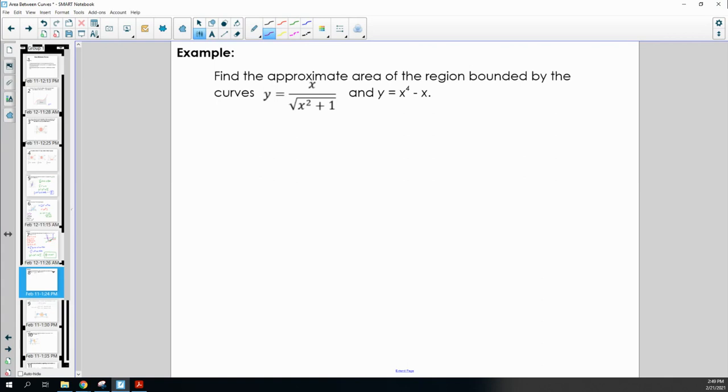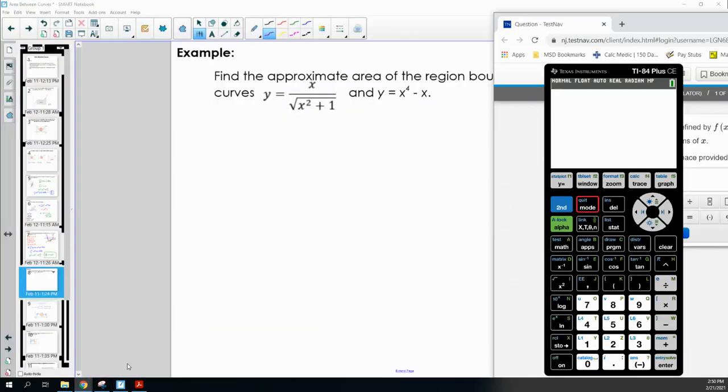Okay, so it's kind of hard to graph it. The other one that we just did was a little bit easier. We know what those shapes look like. Here, we're not really sure what this function might look like. So let's go to our calculator. And what we're going to do is plug in.